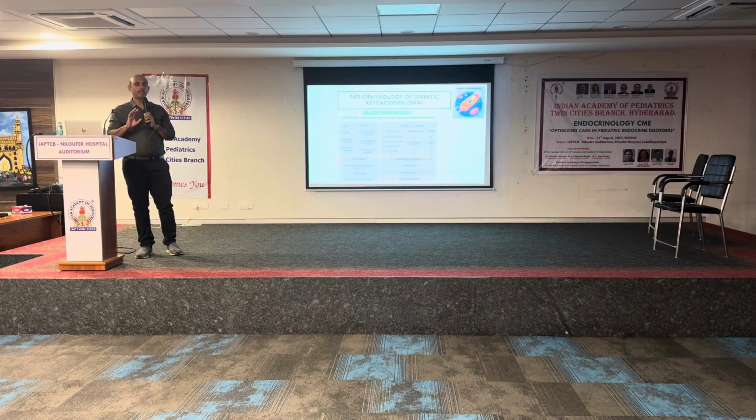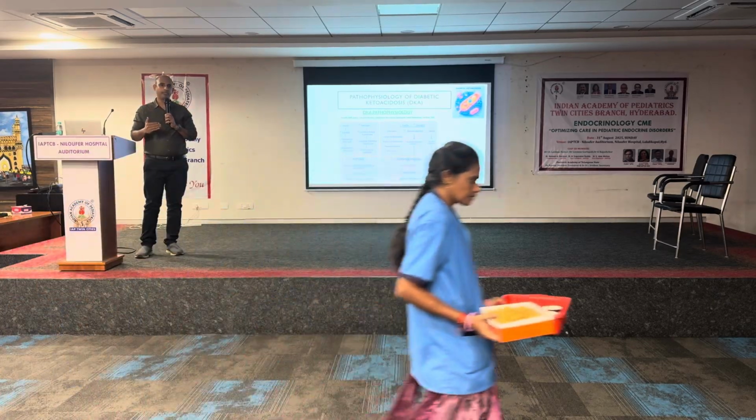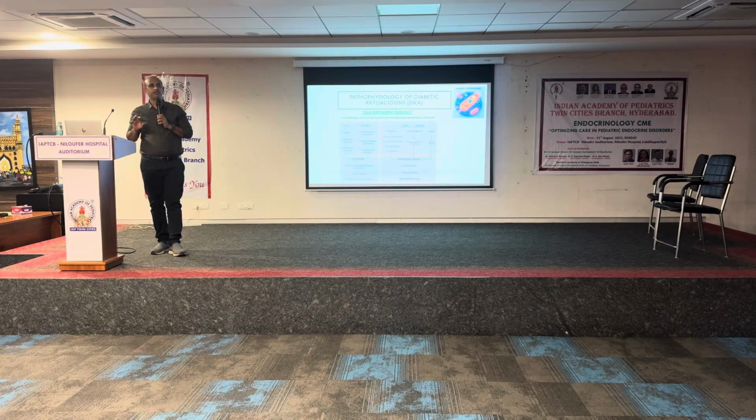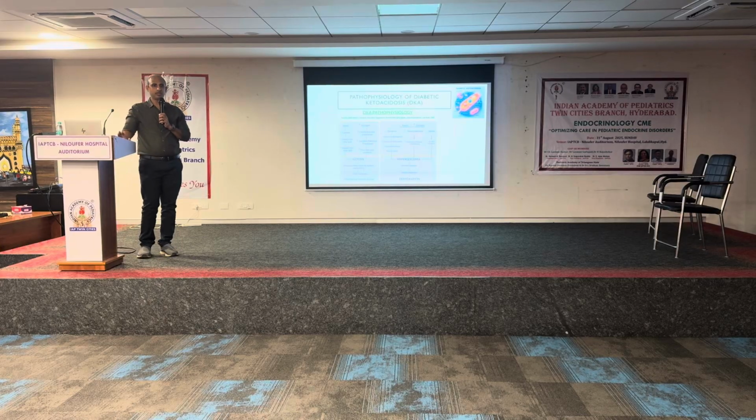So what happens in DKA? There is an insulin deficiency. Because of the insulin deficiency, there is an imbalance between the anabolic hormones and the counter-regulatory hormones. What do counter-regulatory hormones do? They promote the opposite of the anabolic hormone. They break down all the proteins, fats, and glycogen, and try to promote more and more glucose formation. But glucose is already there in the blood, and it is not able to be utilized by the tissues because of the lack of insulin. The important counter-regulatory hormone is glucagon.